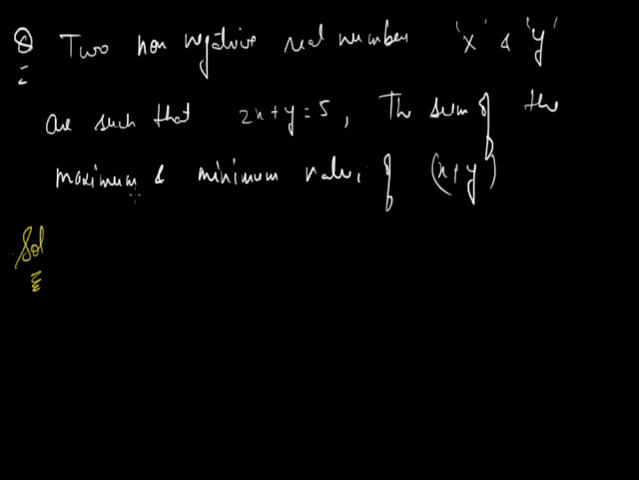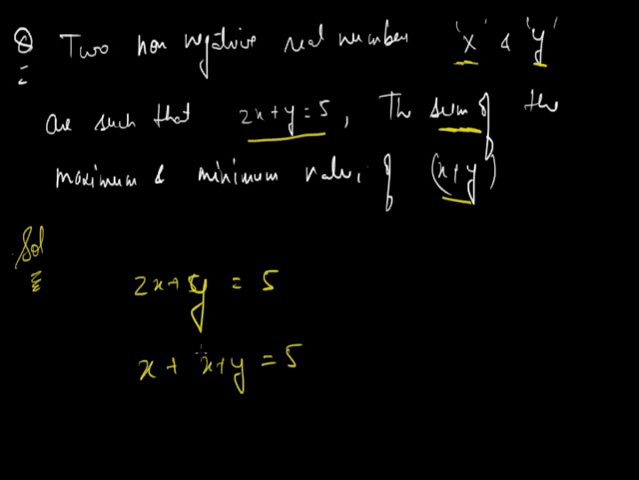Now, the problem is we have two real numbers which are non-negative. This is x and y. We need to find the maximum value of x plus y and the minimum value of x plus y, and then the sum of the maximum and minimum value. The given parameter is 2x plus y is 5.